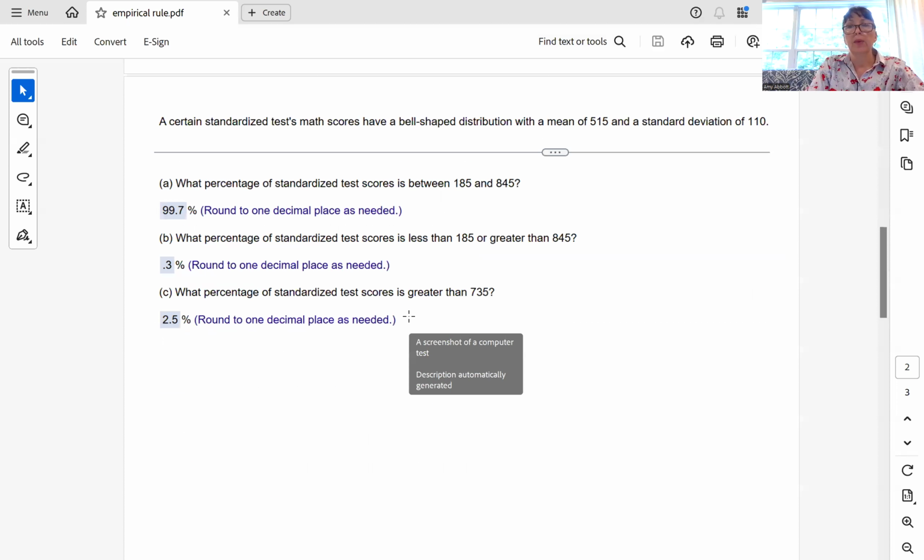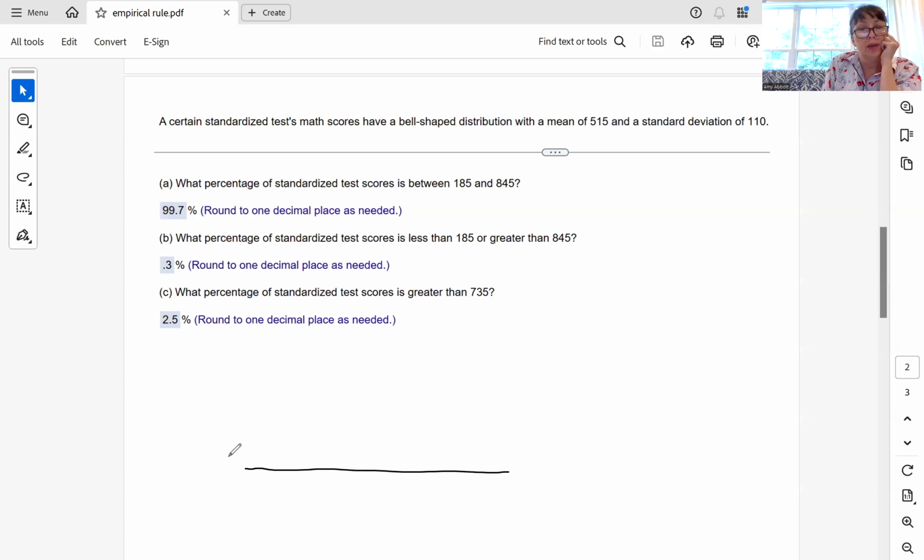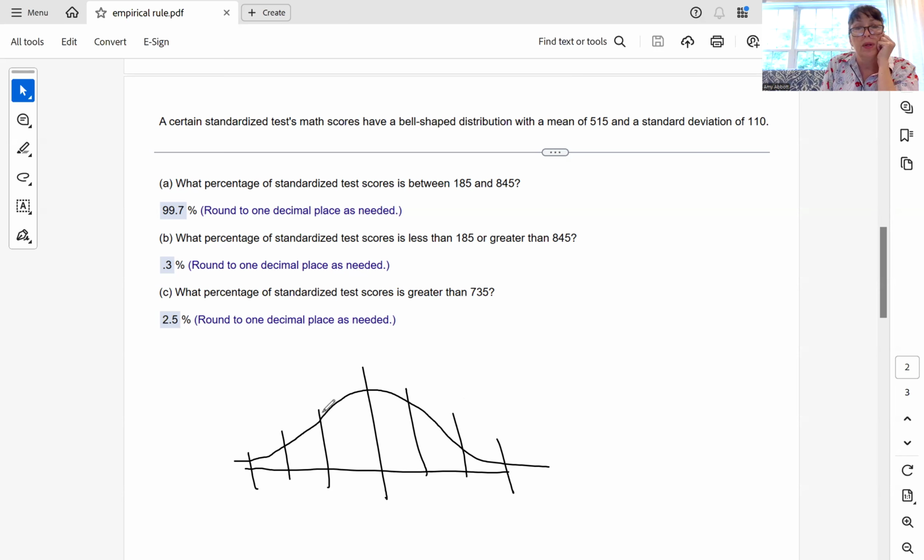So the next one says that we have another bell-shaped curve. So a bell-shaped curve, again, is that empirical rule of 68, 95, 99.7. So I like to just draw a line, put a bell-shaped curve on top of it. And then you're going to make 3 lines on both sides. 1, 2, 3. The middle of it was 515. And then each standard deviation was 110. So going to the right, you're going to add 110 over and over again.